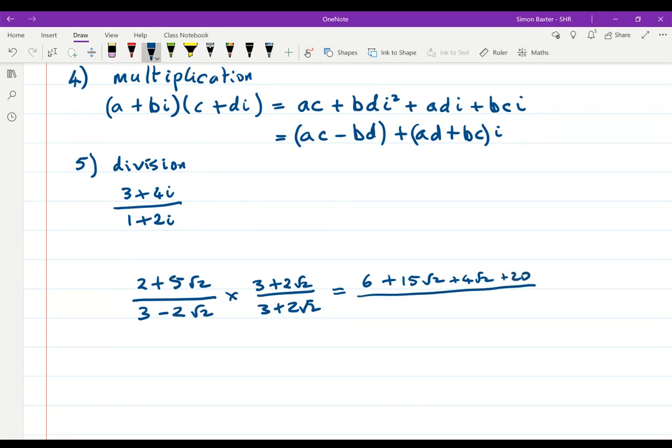So that is all over 3 squared, which is 9, minus 2 root 2 squared, which is 8. And that gives us 26 plus 19 root 2 all over 1. Well, that works simply because when you multiply the two numbers on the bottom, you are using a minus b times a plus b, and you basically square the square root.